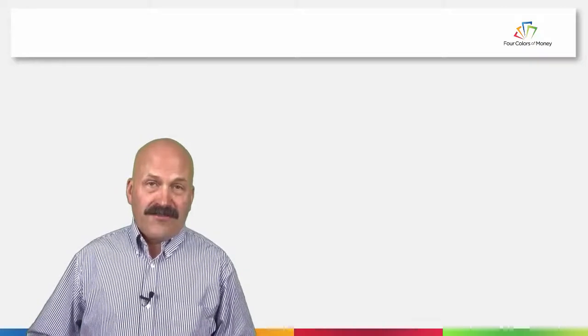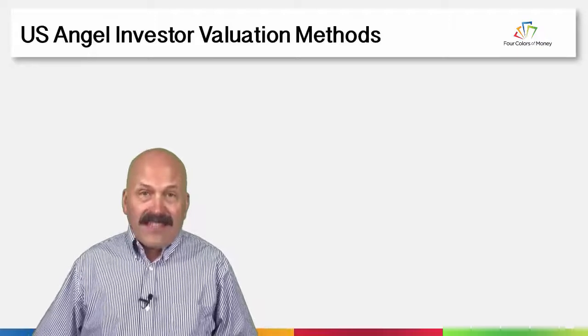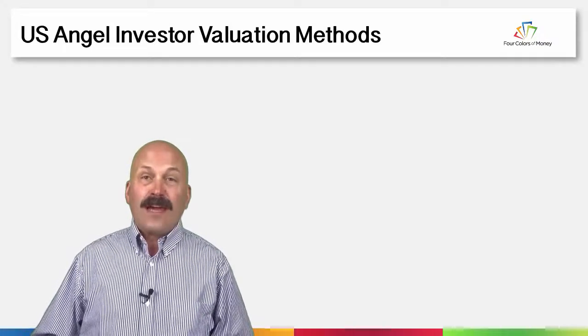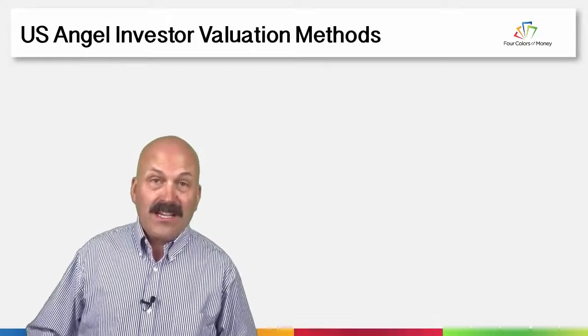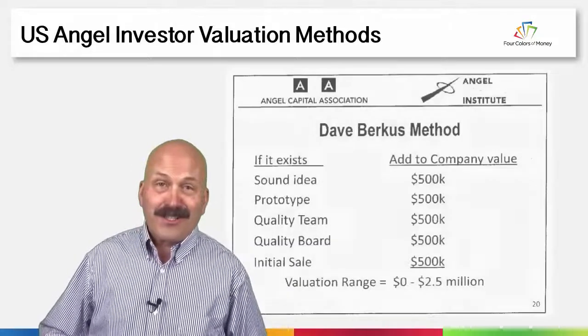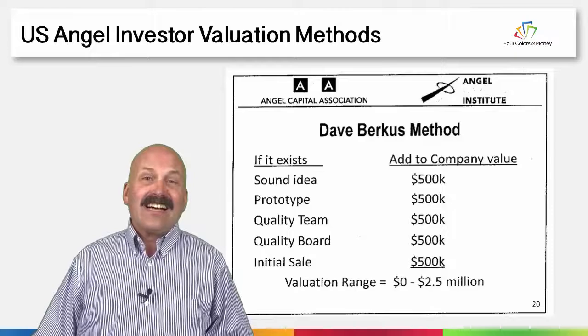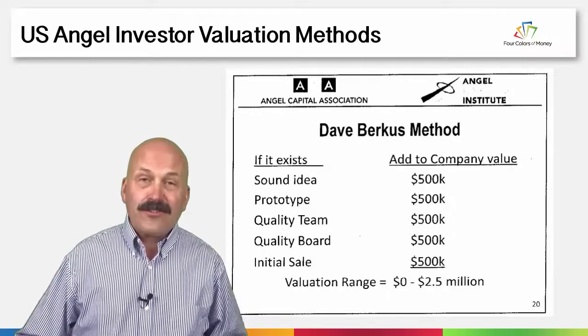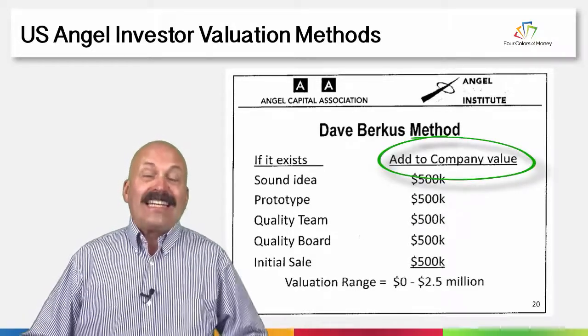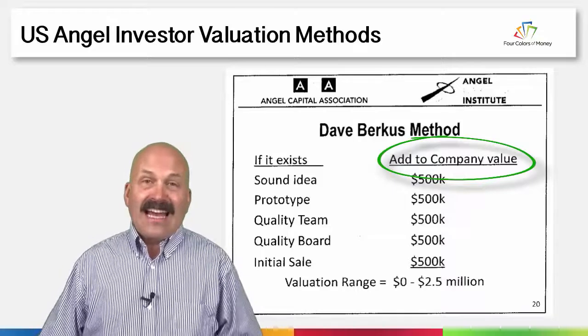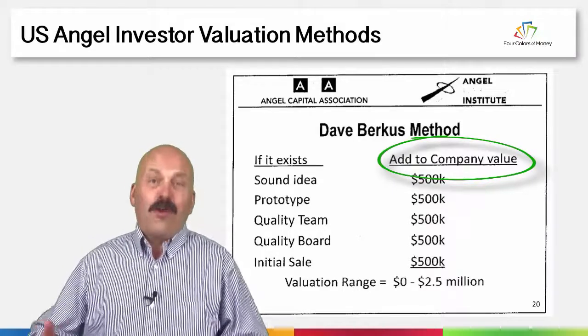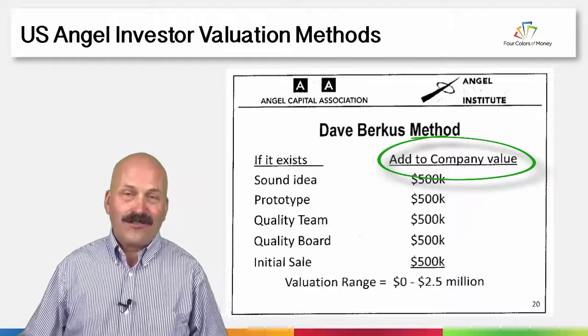The first approaches to valuation are all variations on a theme. These are techniques that have been taught to angel investors in the US. The first is the Dave Berkus method. You can figure out who developed that, and it assigns a value of up to $500,000 in each of 5 categories and how well the company's doing according to the angel investor, of course.